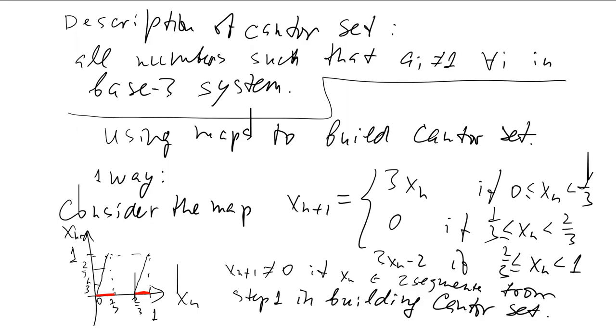So x_{n+1} is between 0 and 1/3 if x_n is between 0 and 1/9. And it is between 2/3 and 1 if x_n is between 2/9 and 3/9. This is 2/9. And the same is here. It is between 6/9 and 7/9 here, and between 8/9 and 9/9 here.